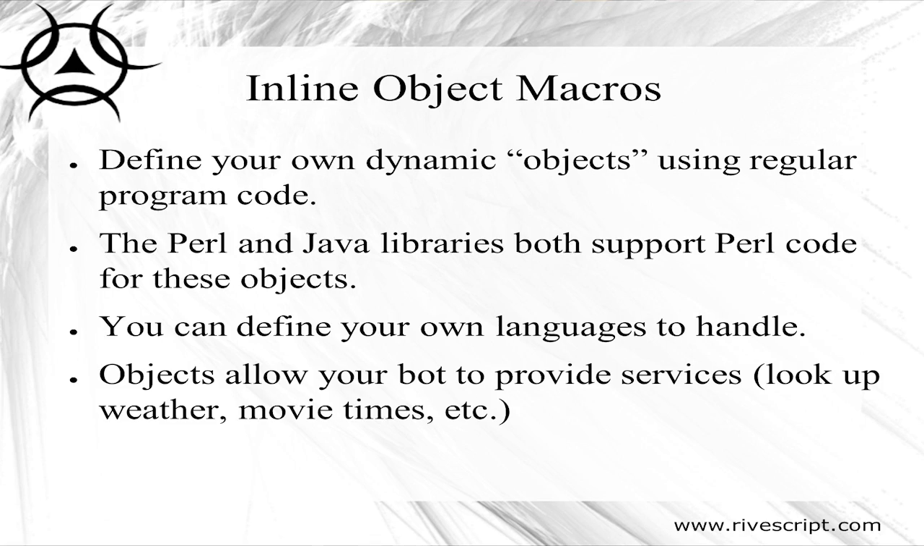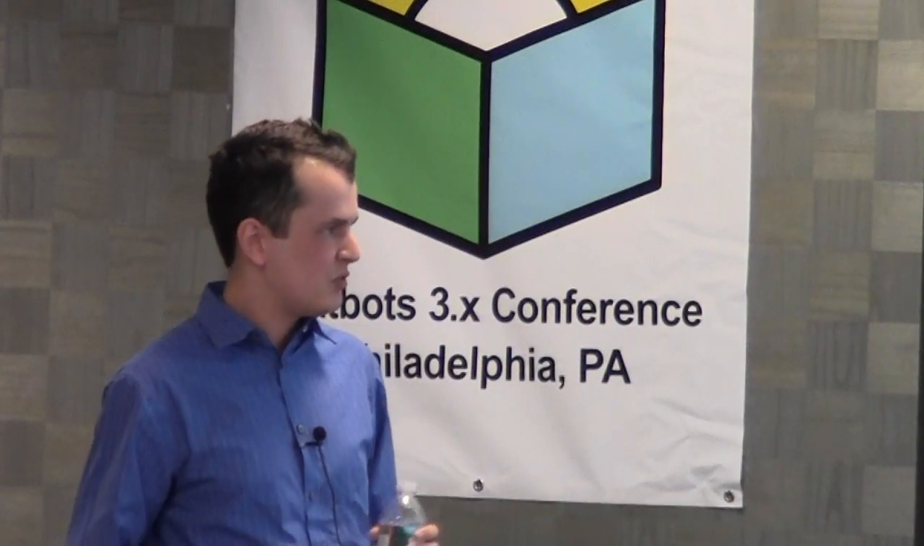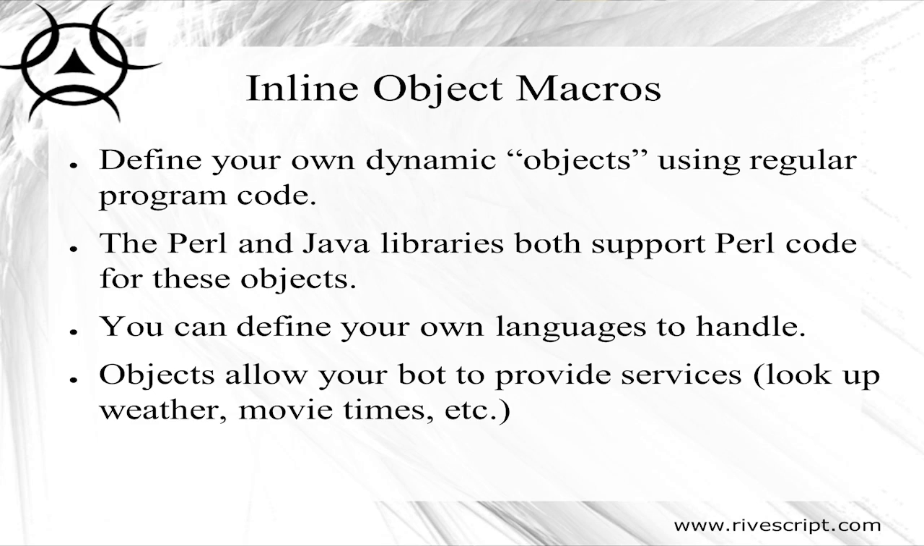Rivescript supports inline what I call object macros. They're basically program code that you can include directly into your Rivescript. An example would be having a block of Perl code to look up weather or movie times. So you could have someone ask the bot, look at movie times for Los Angeles, and it would be able to run the Perl code, fetch the movie times, and then return them and include them in the response.